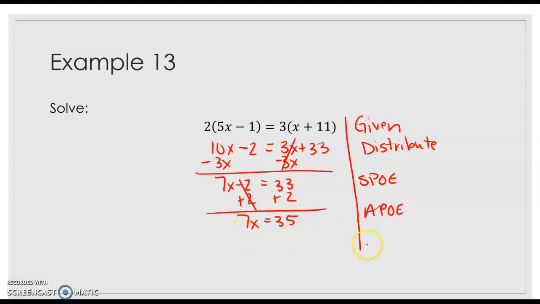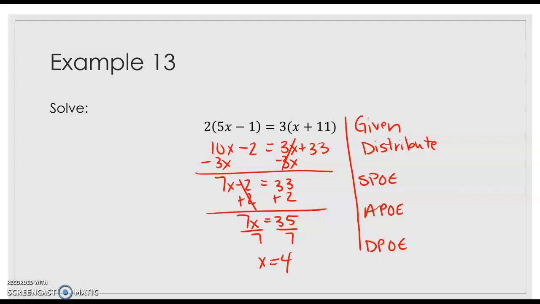And now I'm going to use DPOE to divide both sides by 7. And so then 35 divided by 7 is 4, and if I'm unsure, then I plug it back in and make sure that the left equals the right, but it will, because I checked it earlier. That is our final answer.